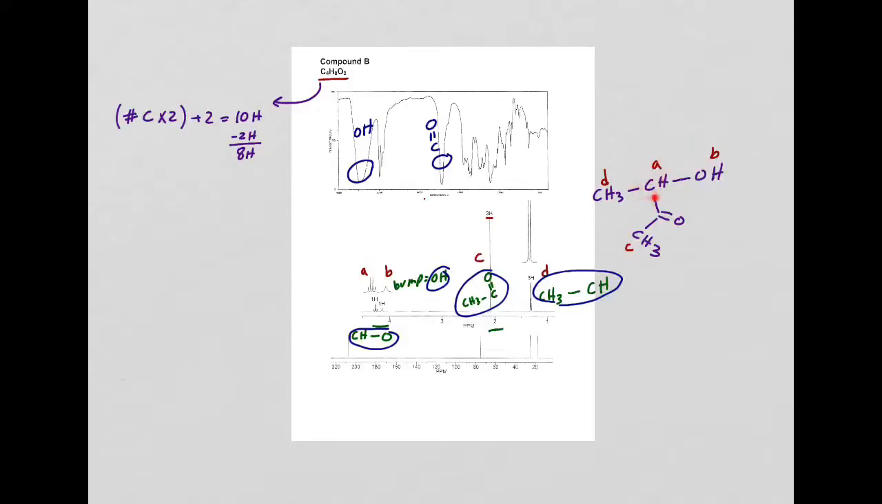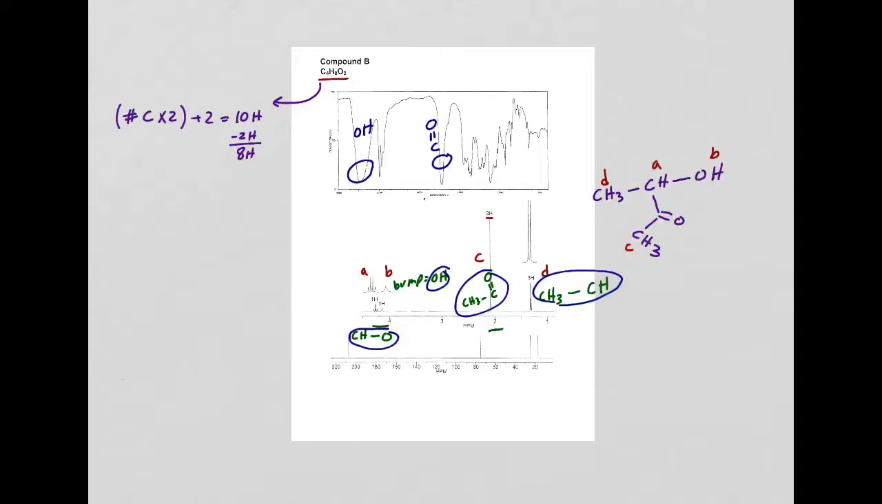Would it make sense over here? What does this one have? This one has 1, 2, 3, 4. It has a quartet. Does that make sense? That does make sense because the next door carbon has 3 hydrogen. 3 + 1, 4. This is a quartet. That makes perfect sense. All right. So we have our structure figured out.